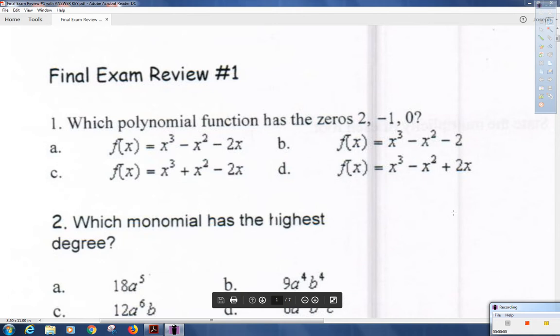Alright guys, today we're going to be looking at the final exam review number 1. And it really should just be called the post-test exam review number 1. Alright, so let's take a look at number 1.